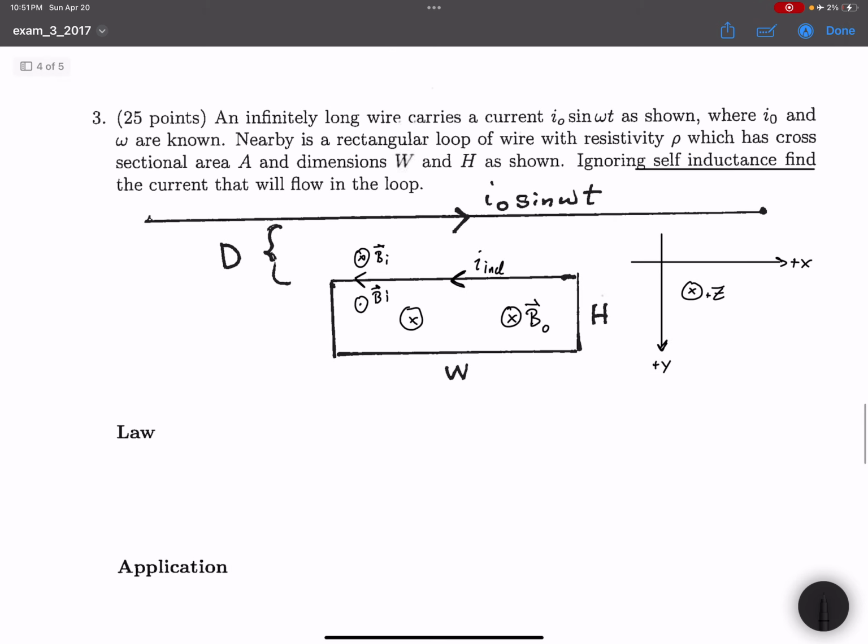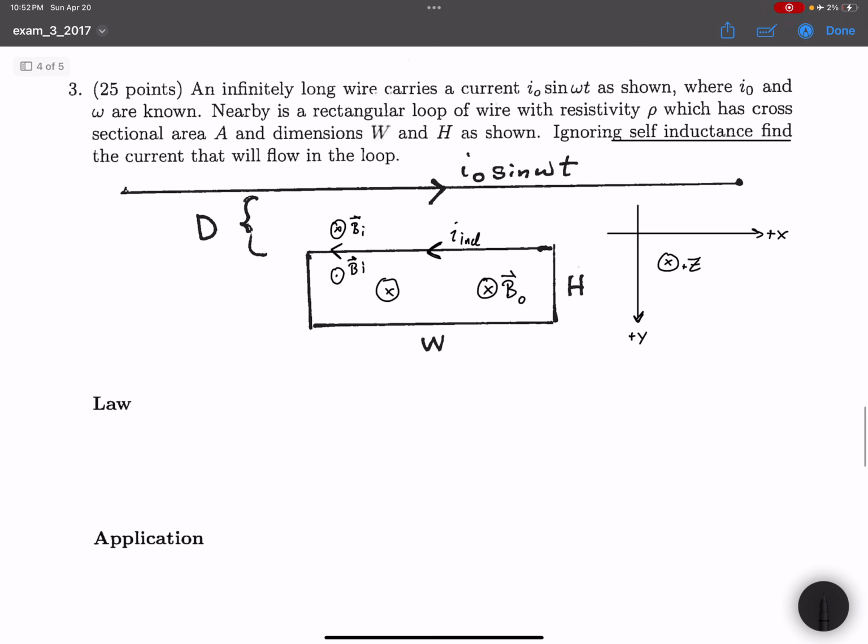Okay, so the law we're going to need for this question is Faraday's law, which is on the formula sheet as the integral of E dot dr, which equals the negative derivative of the magnetic flux.